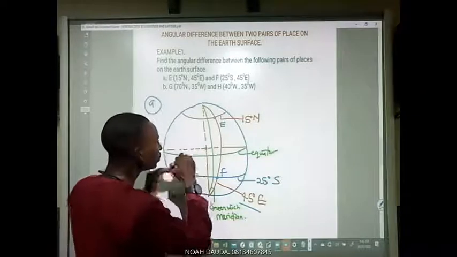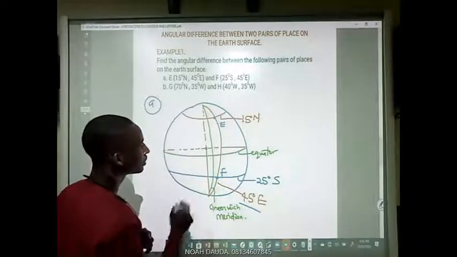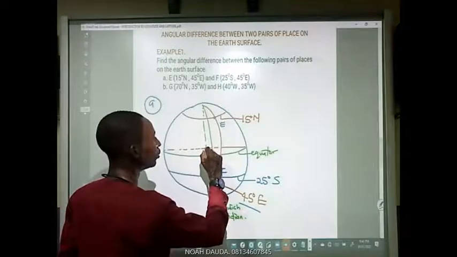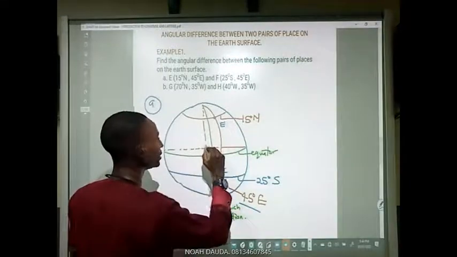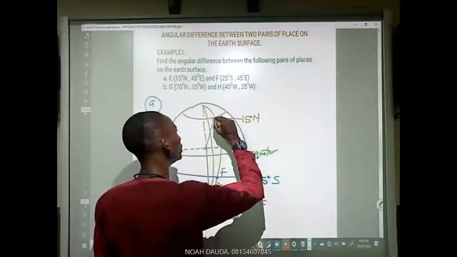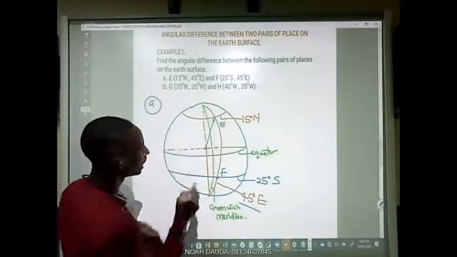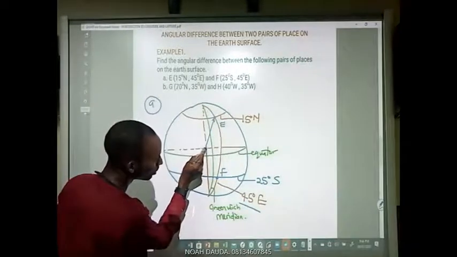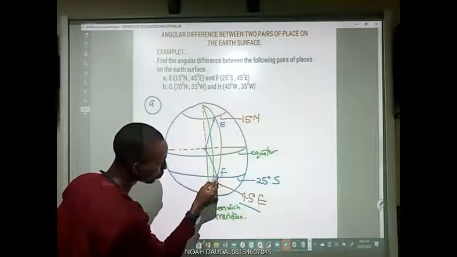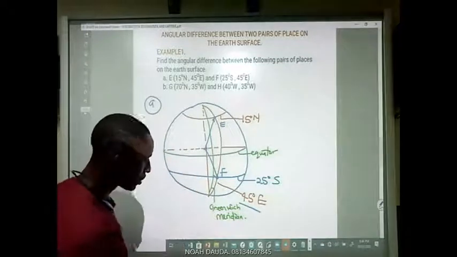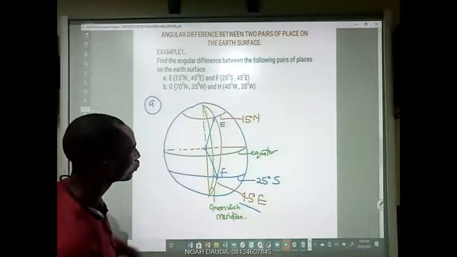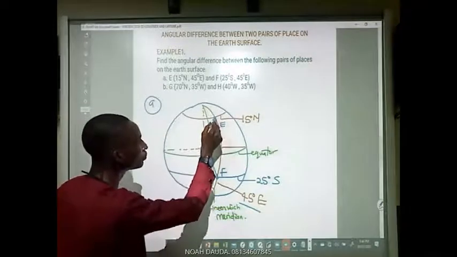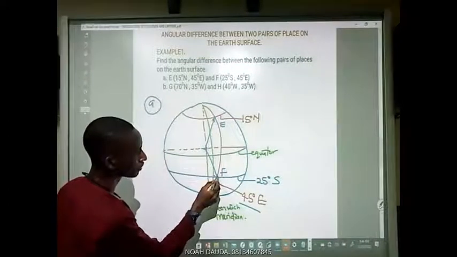Point out the origin between the two imaginary lines. Extend your line from this origin, the center of the y-axis and x-axis, to the first point, which is E, and extend it to the second point, which is F. Now you have extended the two points to E and F. So the question is, what is the angular difference between this point and this point?